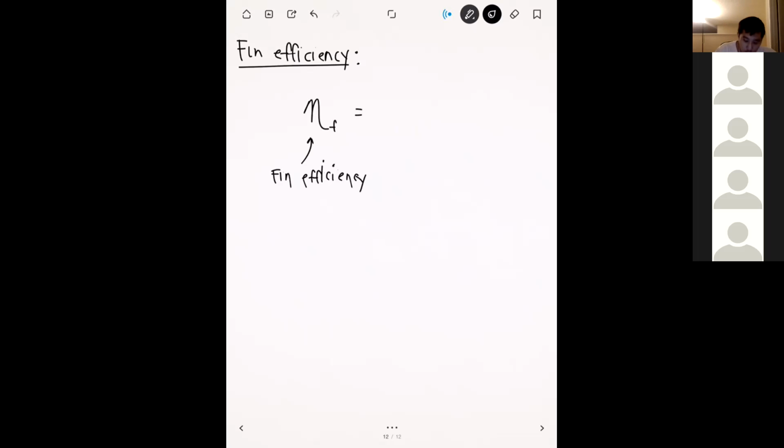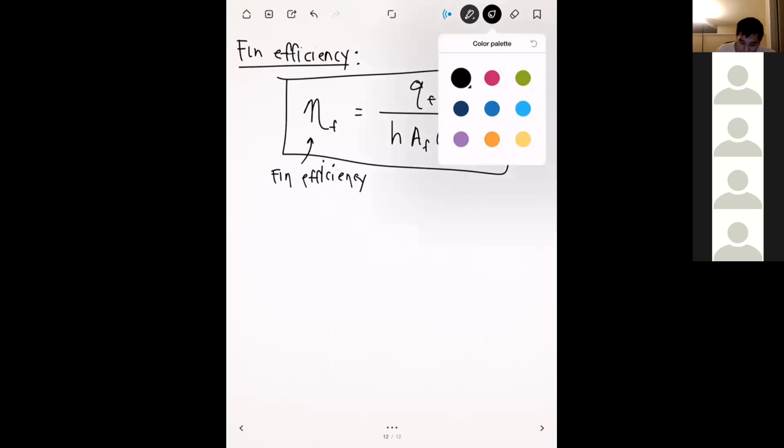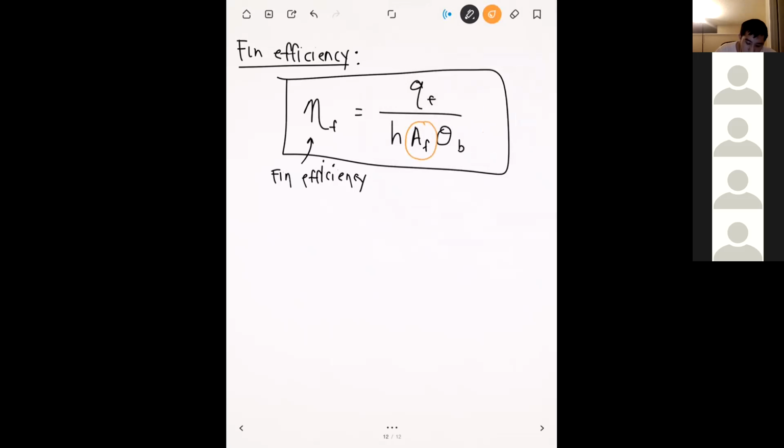And so the formula for this is given by the following. On the numerator, just like before, we're going to have QF, which is our total heat transfer from the fin. And on the bottom, we're going to have something that looks very similar, but not quite: h times AF times theta B. The only difference between fin effectiveness and fin efficiency is this area right here. This area is the total surface area of the entire fin.